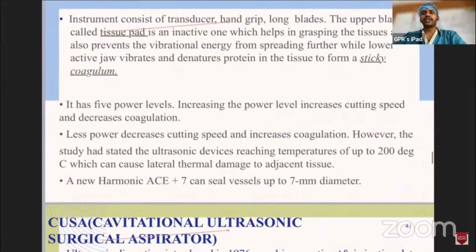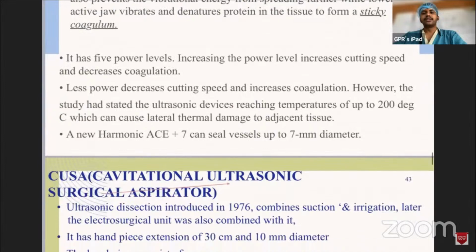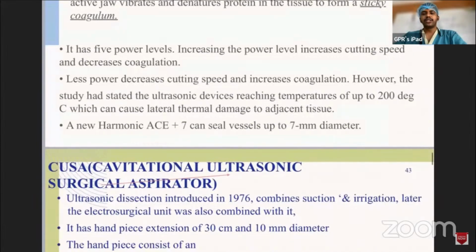So this instrument consists of a transducer, hand grip, and a long blade. The upper blade is also called a tissue pad, which can produce this vibration in a saw-like fashion, and that denatures the protein by disintegrating the hydrogen bonds and causes sticky coagulum. It comes in five power levels, as I already said. And nowadays, a new harmonic called the +7 ACE can produce a sealing of up to 7 millimeters.